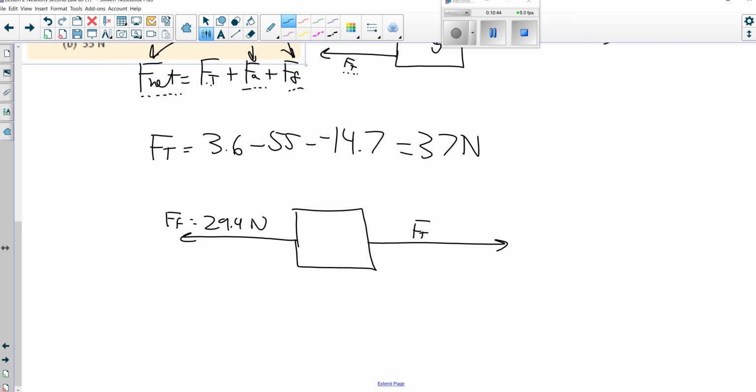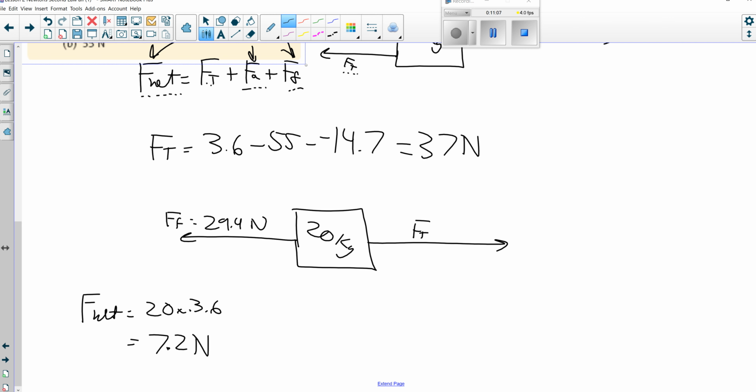Can I calculate the net force on the 20 kilogram block? Yes, because I know the acceleration of the 20 kilogram block. It's the same as the one I calculated before. All right, so F net will be 20 times 0.36, which is going to give me 7.2 newtons.